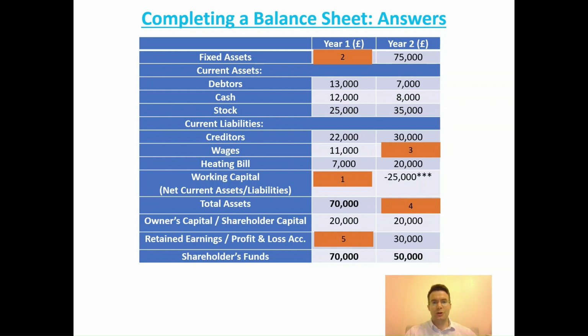And then you took away the 3 current liabilities, 22 plus 11 plus 7, so that is 40. That means, of course, that the working capital, the answer to question number 1, would be 10,000.